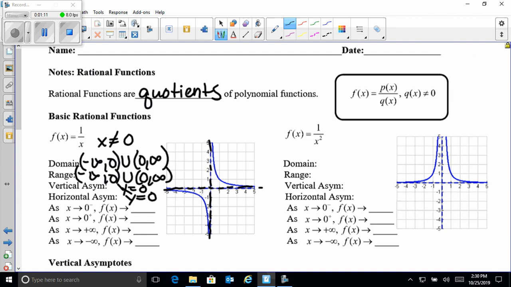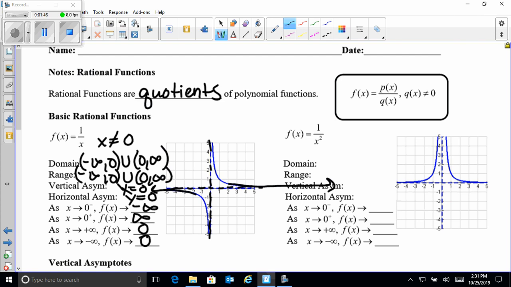And then just looking at the behavior of this, as x approaches 0 from the left, our f of x goes to negative infinity. And as x approaches 0 from the right, our f of x goes to positive infinity. As x approaches positive infinity, our f of x goes to 0. We can see that here. And as x approaches negative infinity, our f of x also approaches 0.